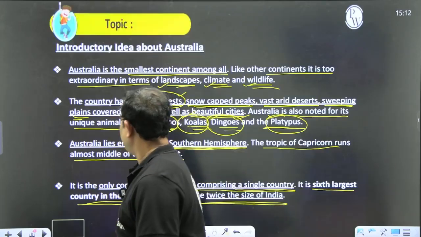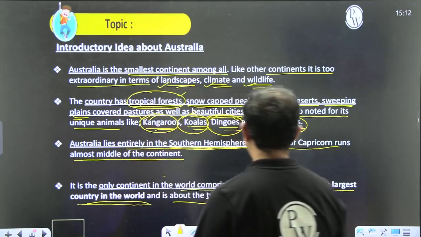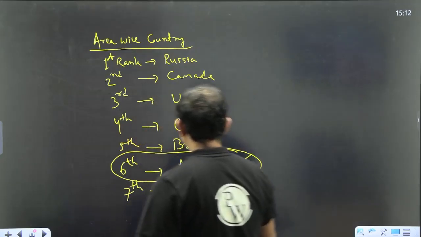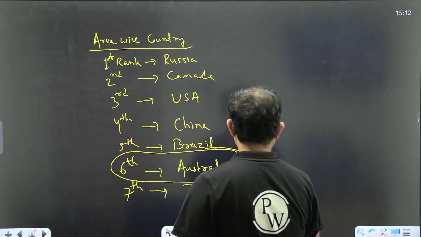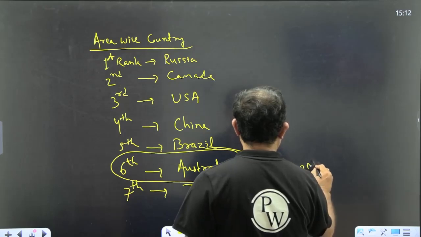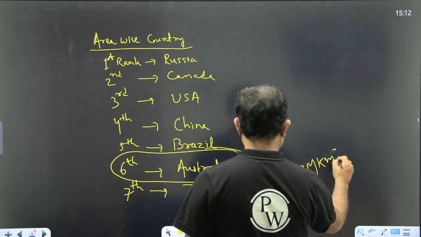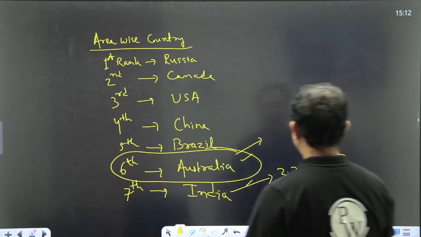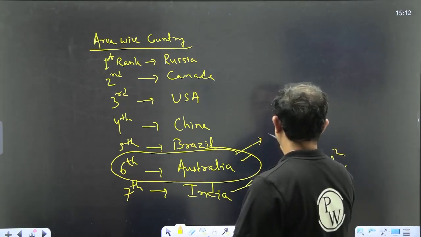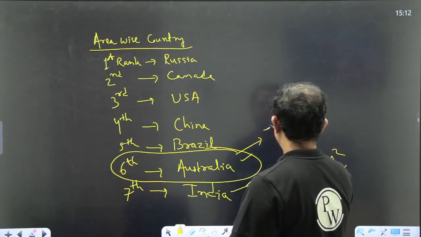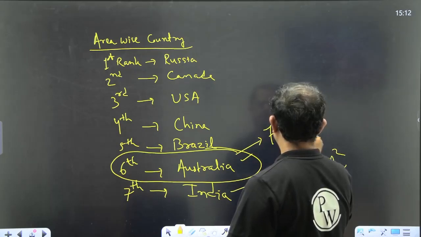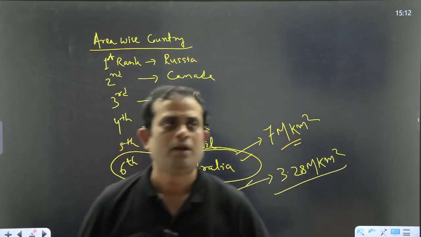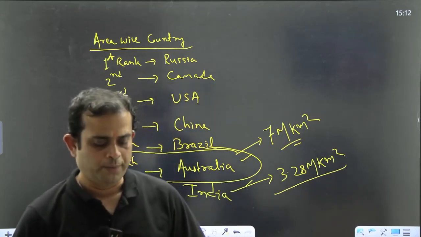So it is about twice the size of India. We know the size of India is 3.28 million square kilometer. So Australia is near about 7 million square kilometer, let's say. And if you want to cross check, it is also given in the map.